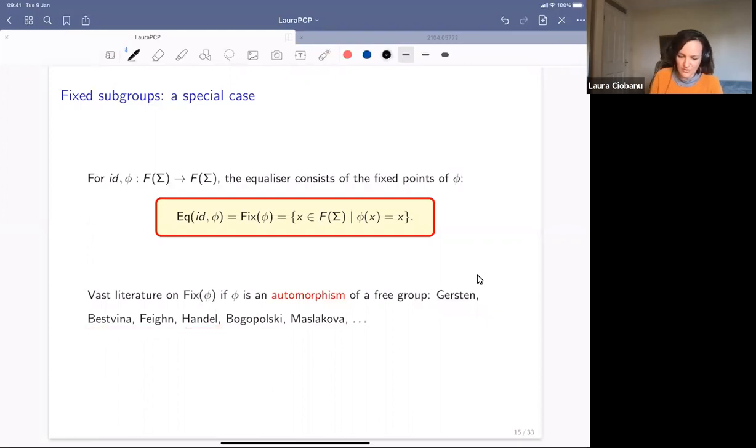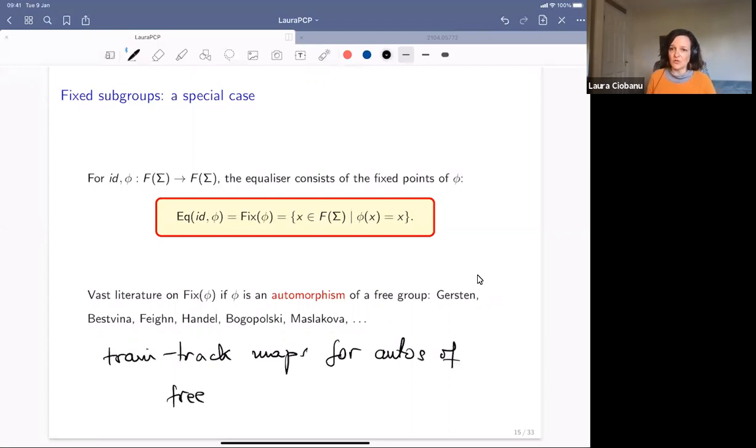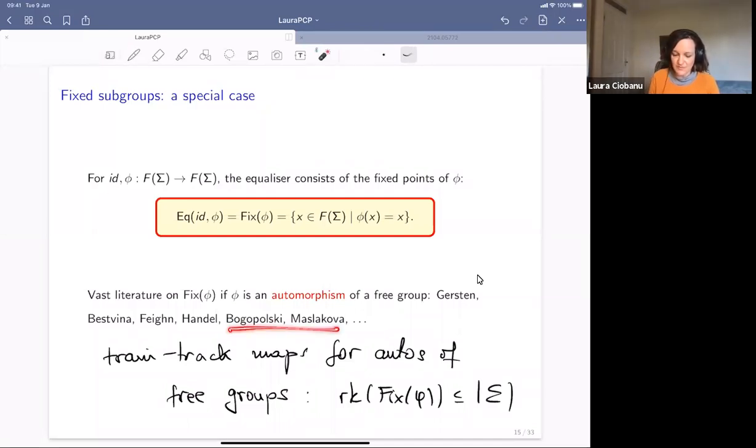Because they came up with what we now call train track maps for automorphisms of free groups. This is a topological model for understanding automorphisms of free groups that has been used for a lot of things. In particular, in that train track paper, they showed that the rank of the fixed subgroup is smaller than the rank of the ambient free group. Then using train tracks, many other things were done. And Bogopolski and Maslakova showed that you can compute the basis for this finitely generated subgroup.